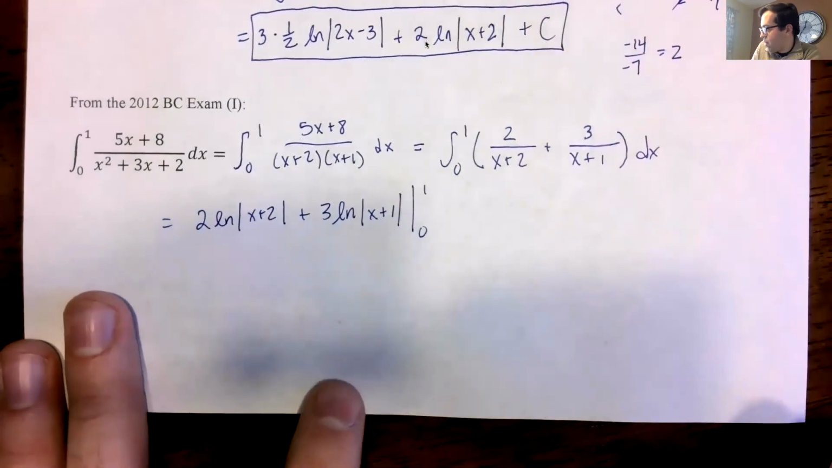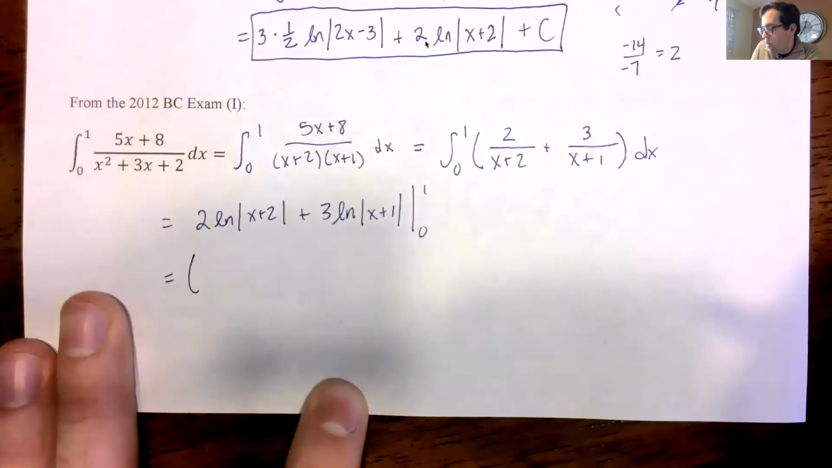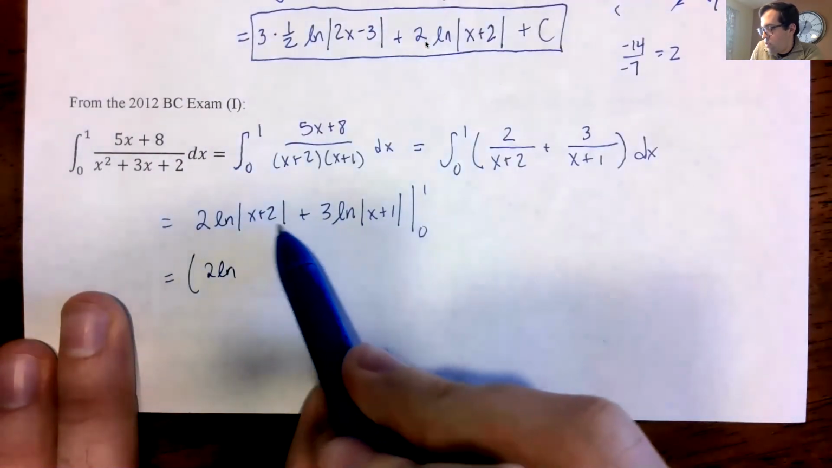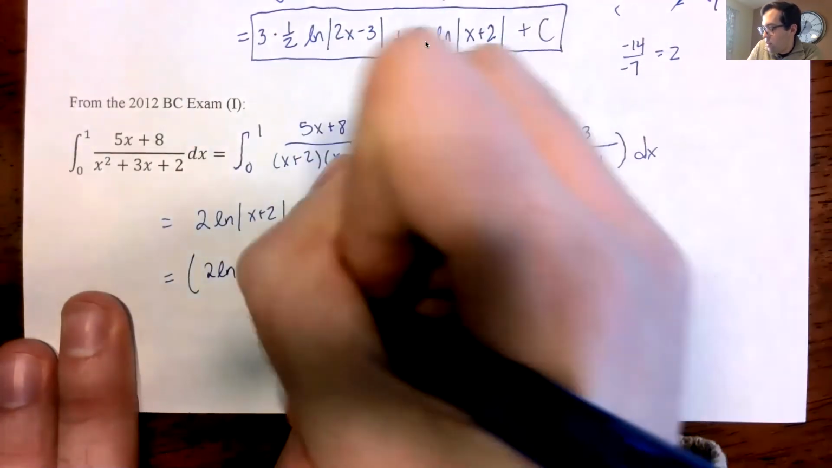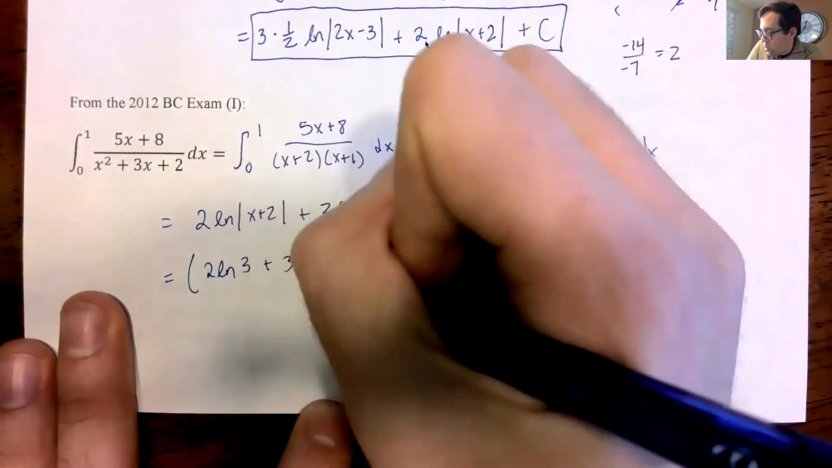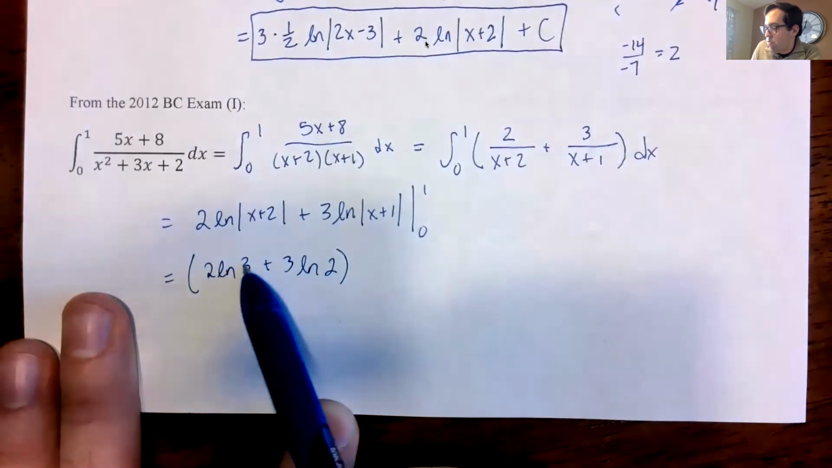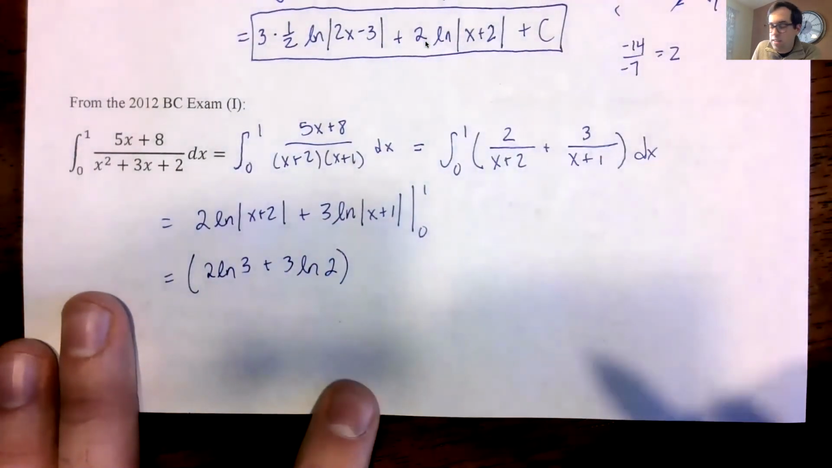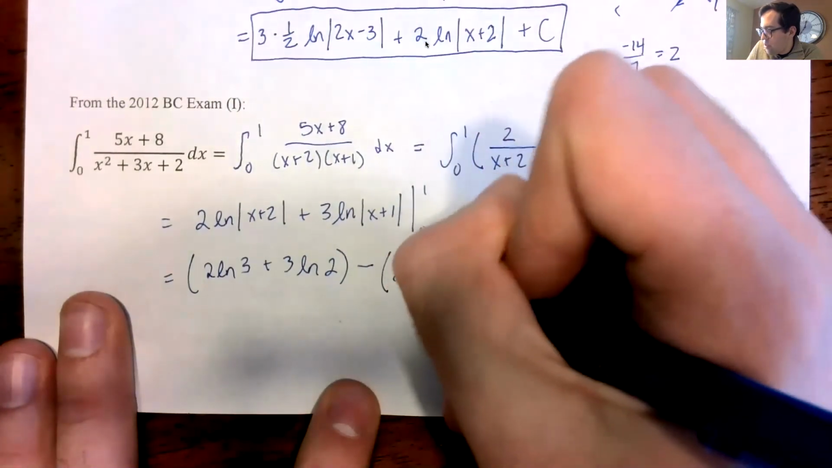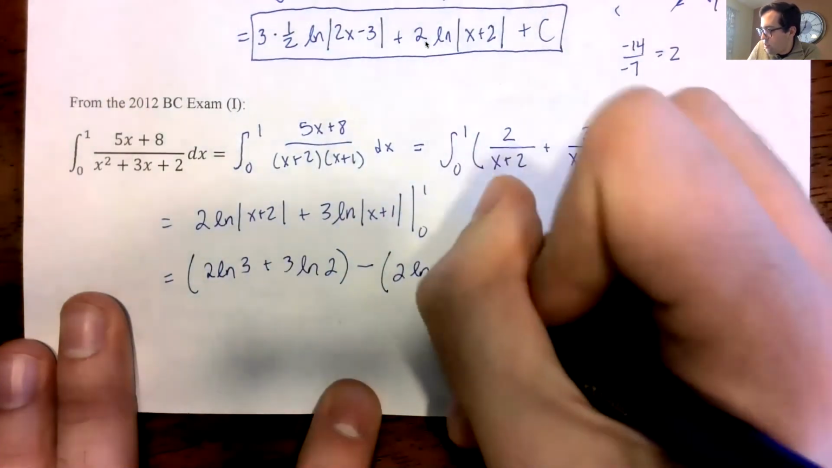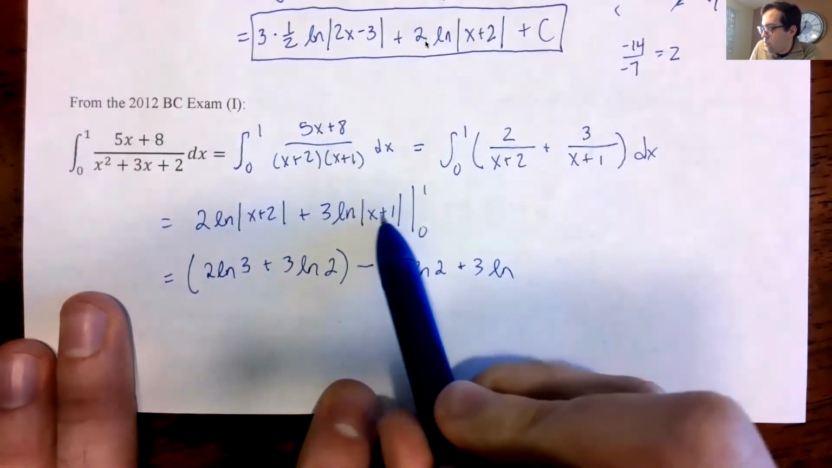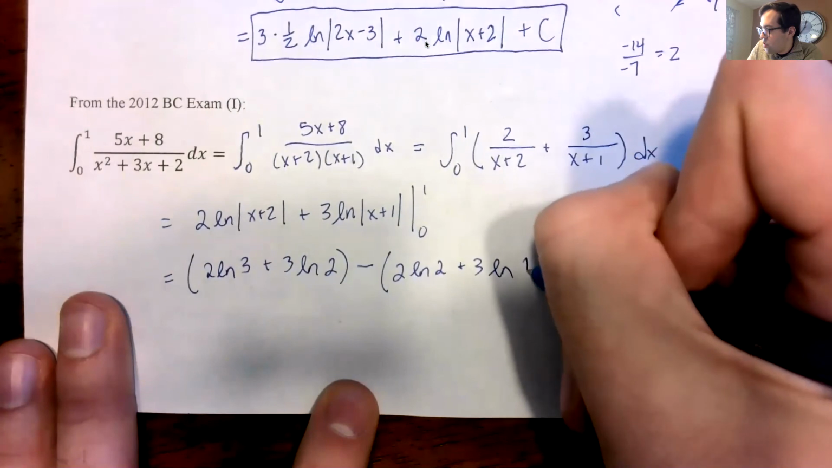So let's finish this up then. So we're going to end up with 2 times the natural log of 1 plus 2 is going to be 3, plus 3 natural log of 1 plus 1 is going to be 2. I'm not writing in the absolute value because 3 and 2 are already positive. Now I'm going to plug in 0. So we have 2 natural log of 0 plus 2 is 2, plus 3 times natural log of 0 plus 1, which is 1.